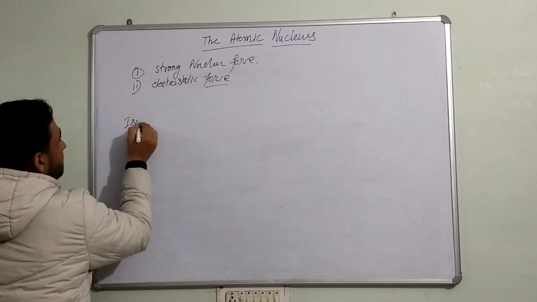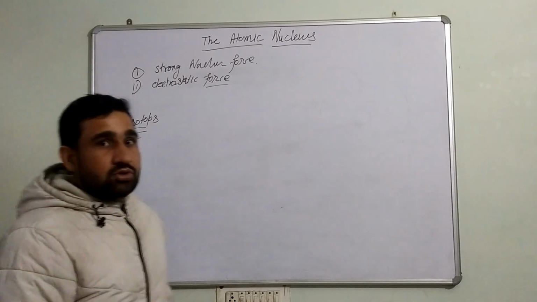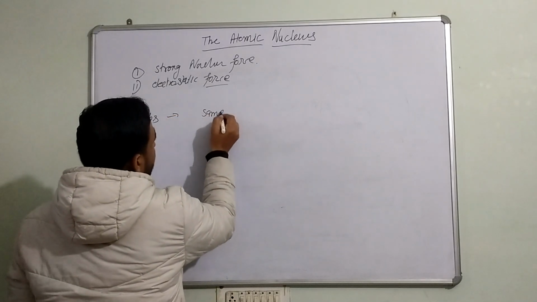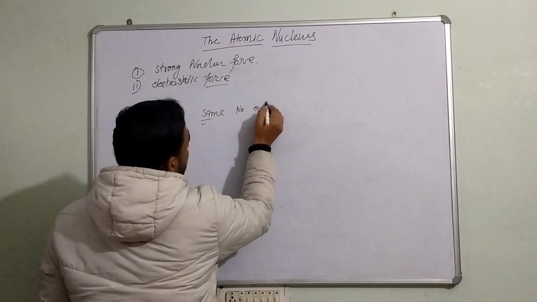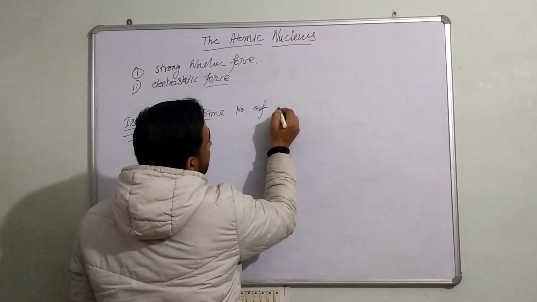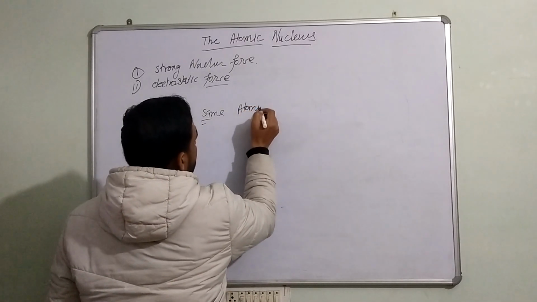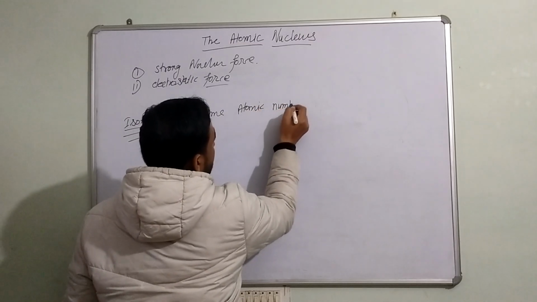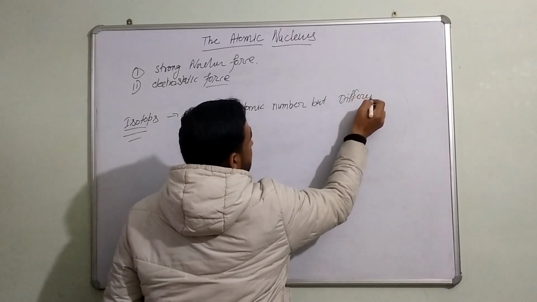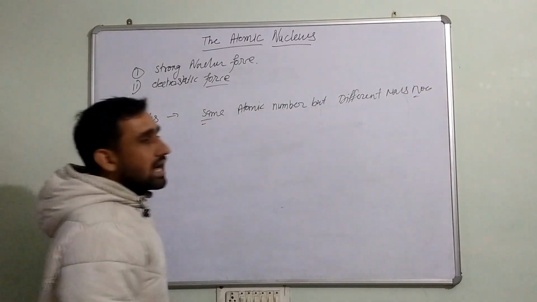Isotopes are the nuclei which have the same atomic number but different mass number. They are known as isotopes.